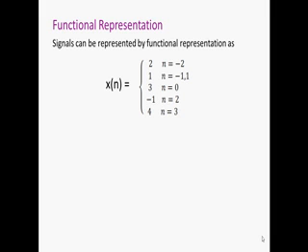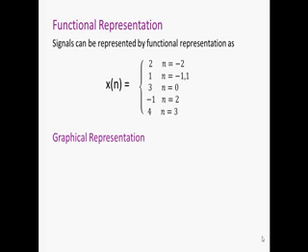So here, in this functional representation, the value of n ranges from minus 2 to 3, and its corresponding values have been given. Next, the graphical representation. In graphical representation, the signals are represented in terms of a graph, with time period on the x-axis and amplitude on the y-axis.